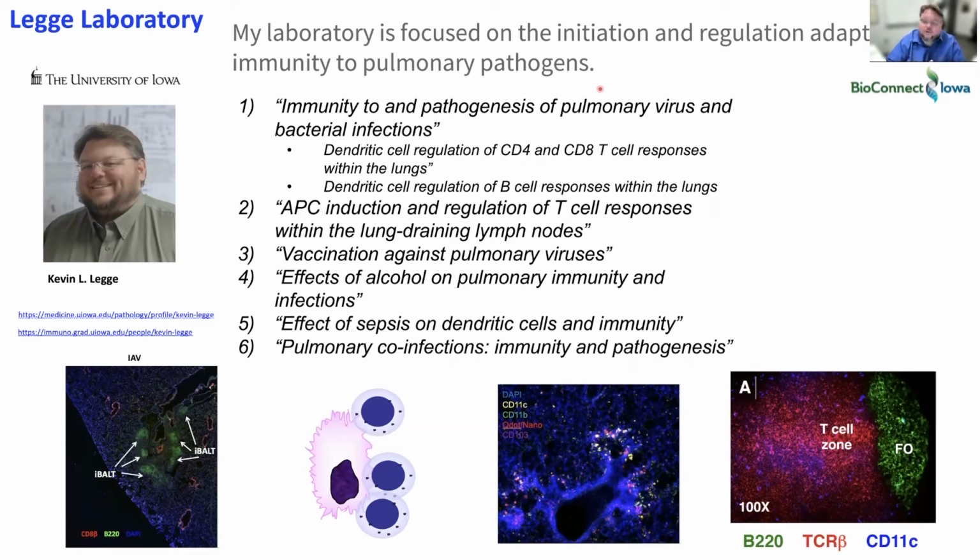But my lab is also interested in understanding how things like chronic alcohol abuse change the pulmonary environment in such a way that the immune response has changed, leading to increased levels of disease, as well as how sepsis alters dendritic cells, which leads to long-term exposure and increased incidence of infections. And then we also look at how bacterial and viral co-infections alter the immune response and lead to increased levels of pathogenesis. So again, my lab really thinks about how these dendritic cells talk to T cells and result in a proper immune response that's required to clear an infection, or to prime an immune response that can clear an infection after vaccination.